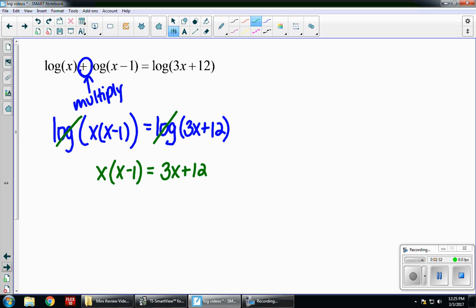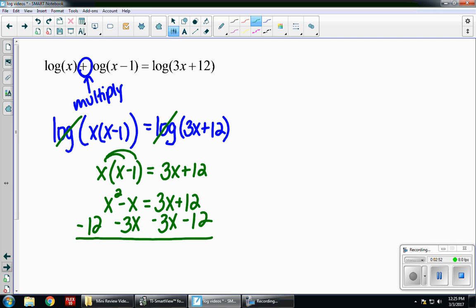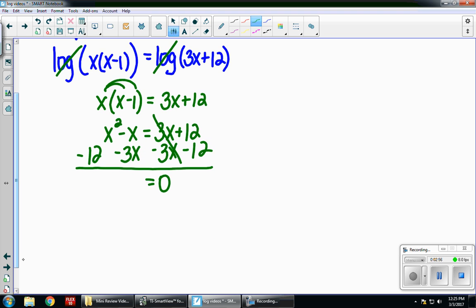And now I have a quadratic equation that I'm going to solve. We start by distributing. So x squared minus x equals 3x plus 12. Whenever you have an x squared, you want to set it equal to 0. So I'm going to subtract 3x on both sides and at the same time subtract my 12. Make sure you write it in standard form to help you when it comes time to factor. So I have x squared minus 4x minus 12 equals 0.